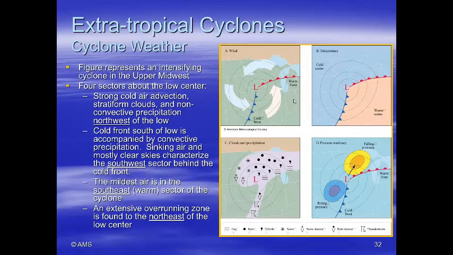The figure represents an intensifying cyclone in the upper Midwest. First we see how the wind is reacting. So we have a warm front here and a cold front here, and the wind pattern is circulating counterclockwise around the low. So the four sectors are about the low center.